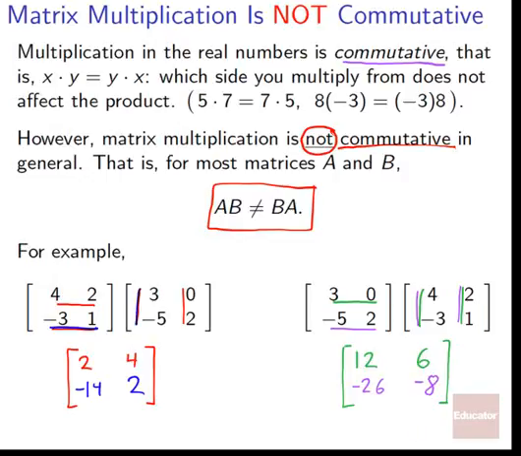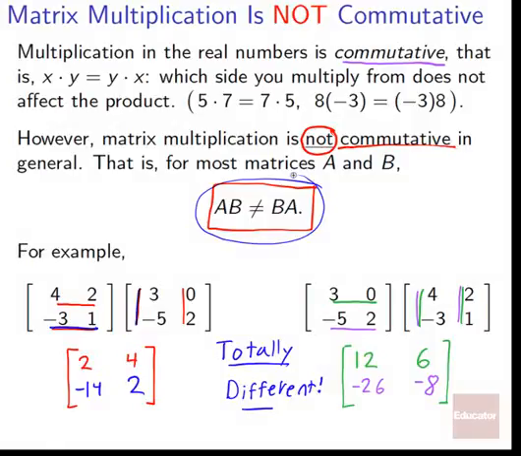So notice, these things are totally and utterly different. 2, 4, negative 14, 2 is completely different than 12, 6, negative 26, negative 8. So this is a case that really helps us see how different these things are. AB is not equal to BA in a single one of its entries. We get totally different things.